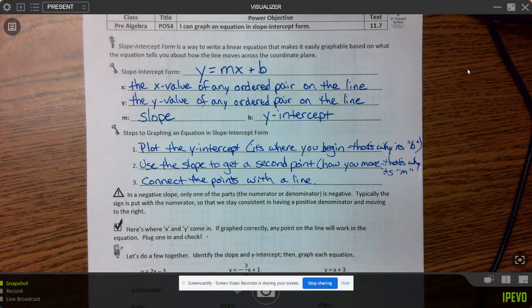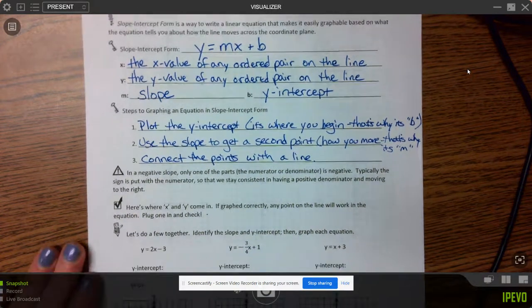In a negative slope, only one of the parts, the numerator or the denominator, is negative. Typically, the sign is put with the numerator so that we stay consistent in having a positive denominator and moving to the right. So here's where the x and the y come in. If graphed correctly, any point on the line will work in the equation. Plug one in and check. So let's see how that will work.